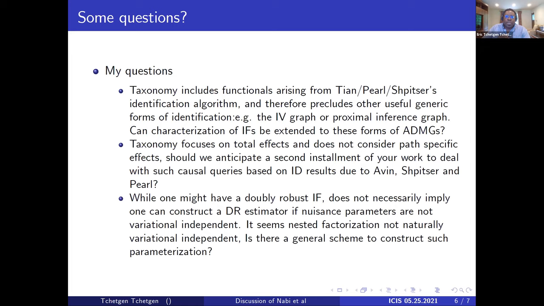The third question: while one might have a doubly robust inference function, that does not necessarily imply that one can construct a doubly robust estimator. Razieh alluded to this in some cases. It was unclear whether it was special cases or if it's always true for some classes in her taxonomy that the nuisance parameters are guaranteed to be variation independent. Certainly in the nested factorization models, these do not appear to naturally be variation independent. And so is there a general scheme to reparameterize the model in such a way that you can make use of the fact that the inference function enjoys a doubly robust property, to actually construct an estimator that instantiates that double robustness empirically?